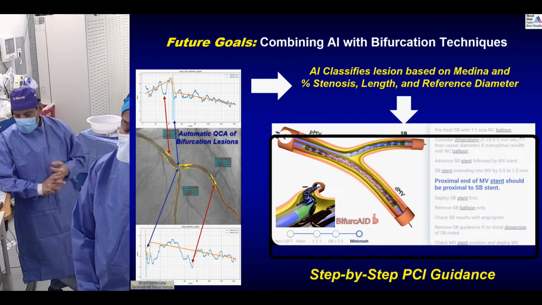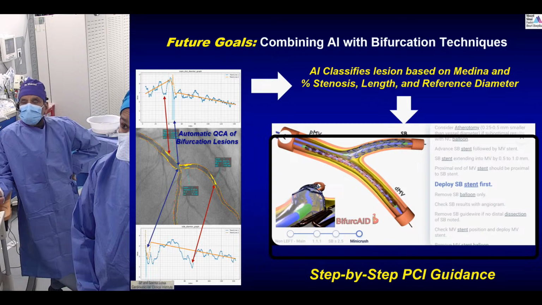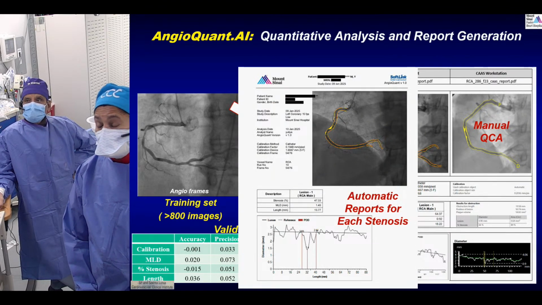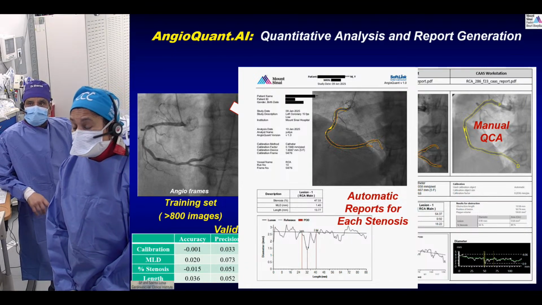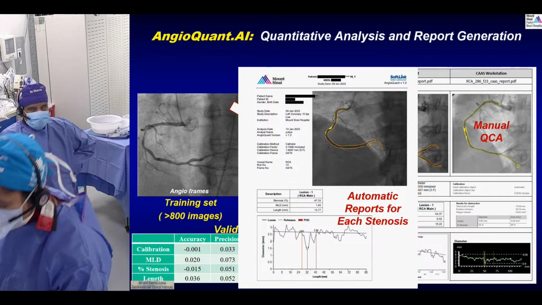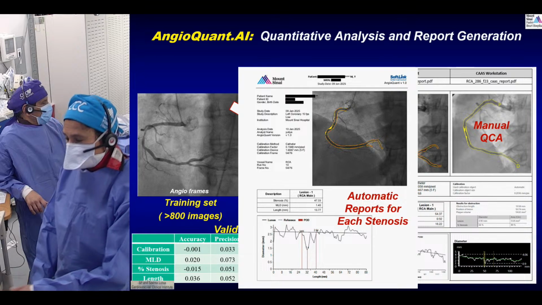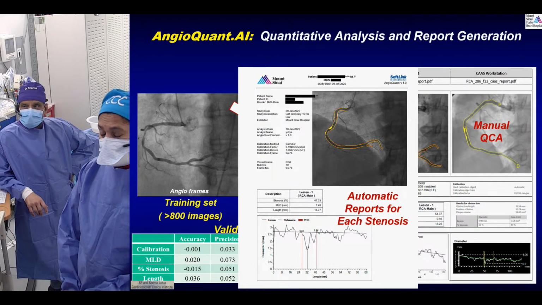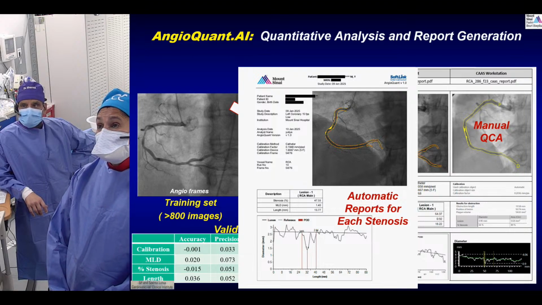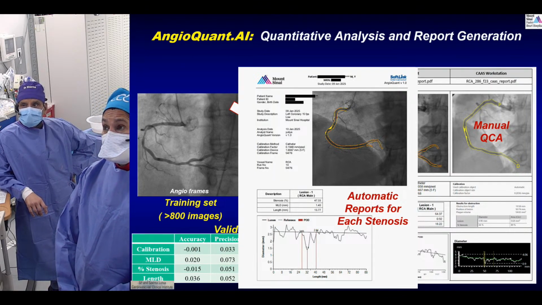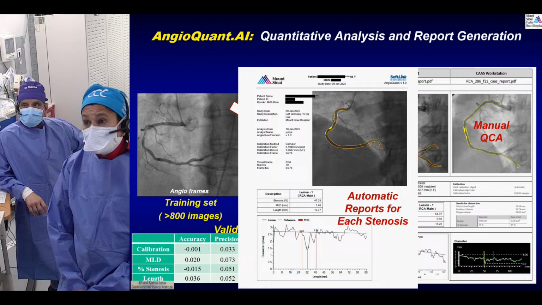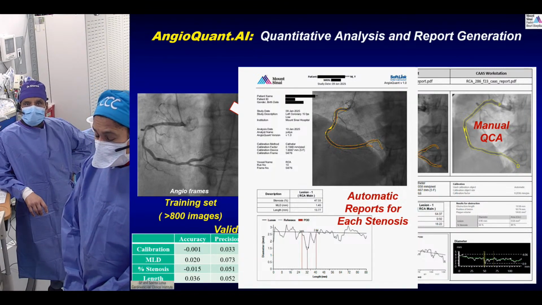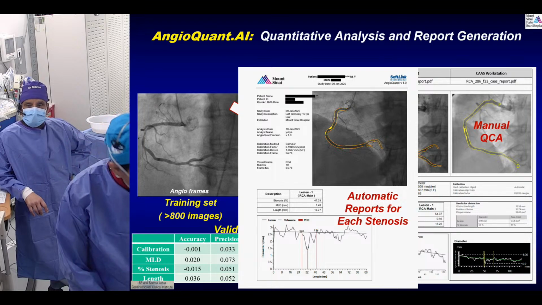So go back to the previous. That previous one, what we have done, AngioQuant, is already done. This software can be incorporated into whatever system you have. Once the angiogram is done, you just have to click it, and it will give you all the lesion length, diameter, percent diameter stenosis, and an automatic lesion report will come.